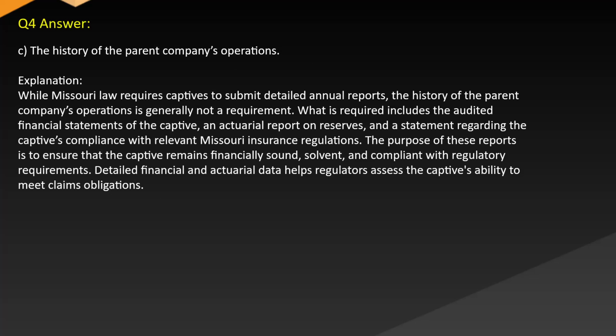Answer: C. The history of the parent company's operations. Explanation: while Missouri law requires captives to submit detailed annual reports, the history of the parent company's operations is generally not a requirement. What is required includes the audited financial statements of the captive, an actuarial report on reserves, and a statement regarding the captive's compliance with relevant Missouri insurance regulations.